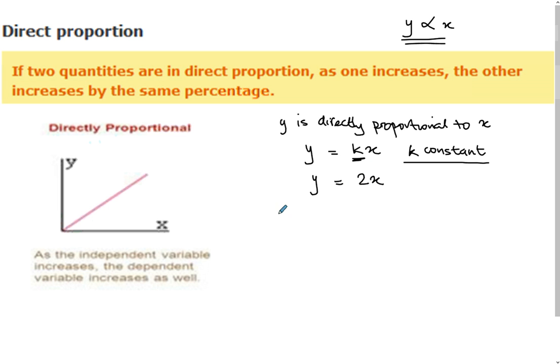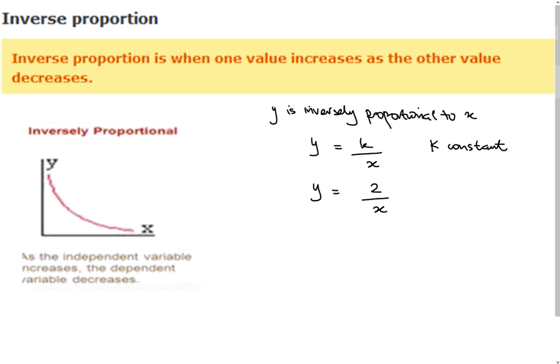It's constant. So let's try a few values. If x is 1, y will be equal to 2 times 1, which is 2. If x is 2, then y will be 2 times 2, which is 4. So you can tell when x goes up, y goes up. As one increases, the other increases as well.